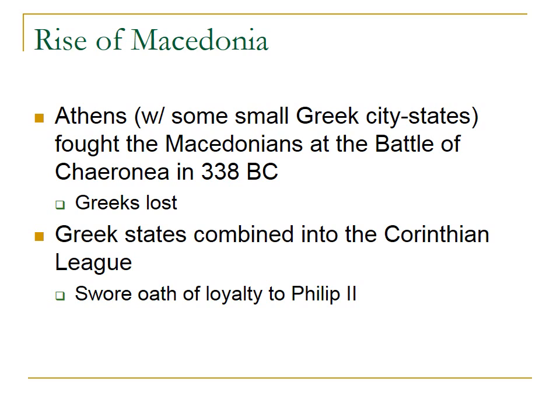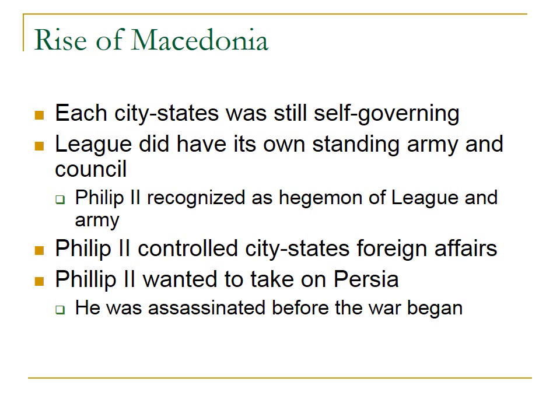Basically, Macedonia took on Athens in 338 BCE, and the Greeks lost. And what Philip II does is he creates the Corinthian League. So Philip II becomes the head of a united Greek city-states. All of the Greek city-states were combined into this Corinthian League, and they all had to swear an oath of loyalty to Philip II. Each city-state was still self-governing. The League had its own standing army and council, but Philip II again was the head of the League. Philip II controlled the city-states' foreign affairs, so if he needed the Greek army to fight for him, then those Greek city-states had to give up their army.